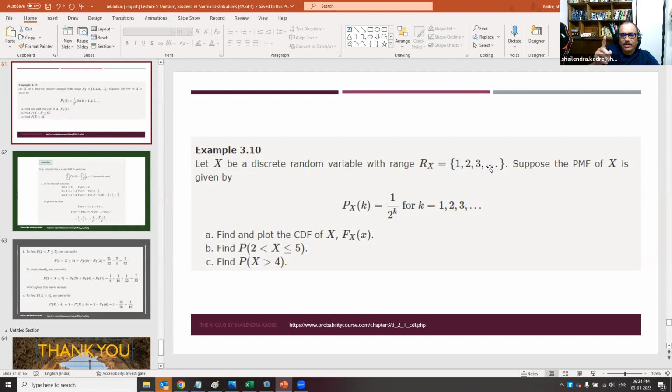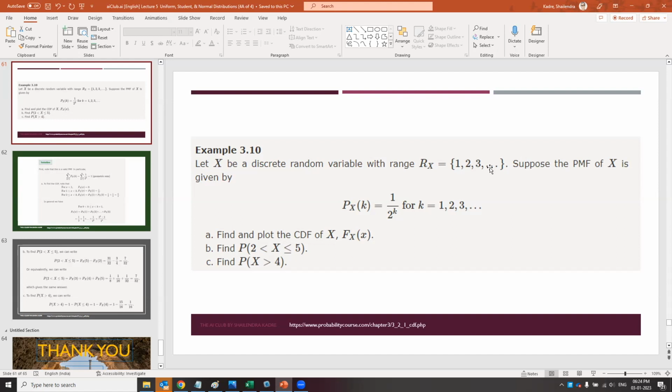Yes. So it will be sigma, k equal to 1 to k equal to 5. The probability for k less than equal to 5 will be the addition of the probability of k equal to 1, k equal to 2, k equal to 3, k equal to 4, and k equal to 5. If I add all this up, will it not give me the probability for k less than equal to 5? So it will be 1 upon 2 to the power 1 plus 1 upon 2 to the power 2 plus 1 upon 2 to the power 3, plus 1 upon 2 to the power 4, plus 1 upon 2 to the power 5. Do you agree with that, guys?